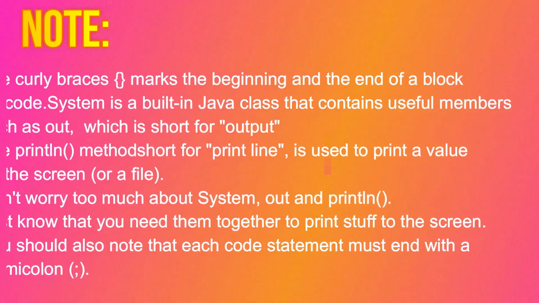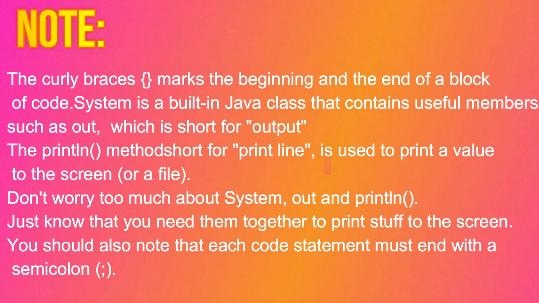Note: the curly braces mark the beginning and the end of a block of code. System is a built-in Java class that contains useful members such as out, which is short for output. The println method, short for print line, is used to print a value to the screen or a file. Don't worry too much about System, out, and println. Just know that you need them together to print stuff to the screen. You should also note that each code statement must end with a semicolon.